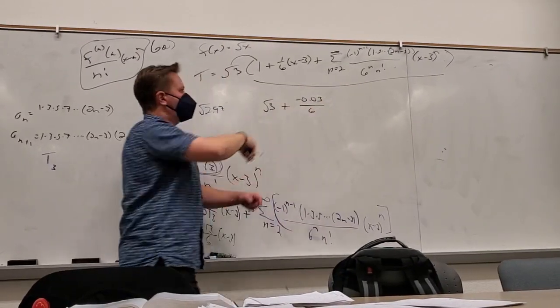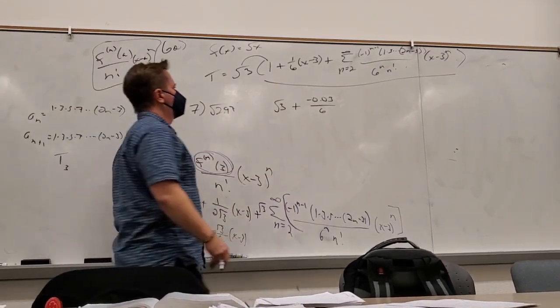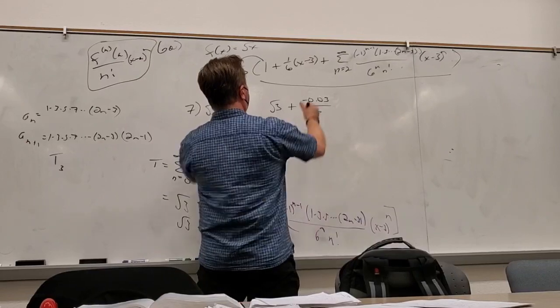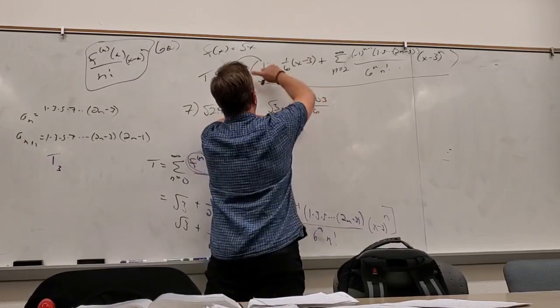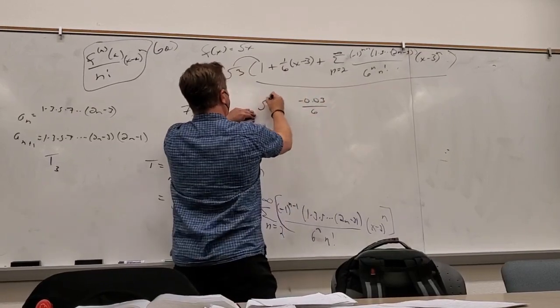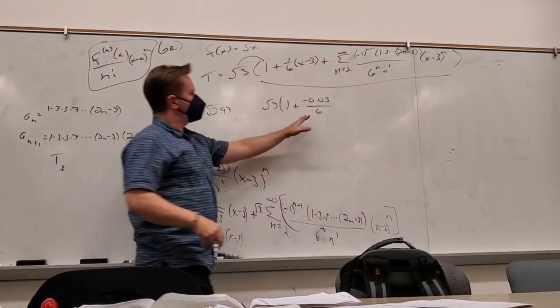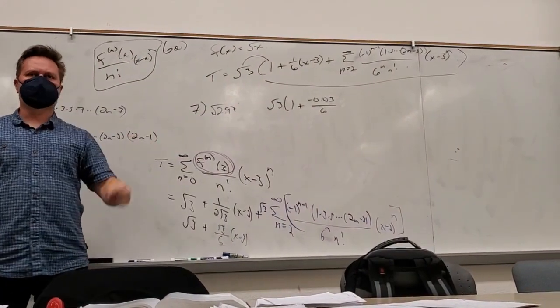-0.03. Good. All right, somebody help me out. What is that already? Aren't you multiplying by root 3 though? Where? Oh, yeah, I'm sorry. I forgot I took it out. I'm putting it back in. Times root 3. Okay, that's what I have in mind. So what is that so far? Pretty good.